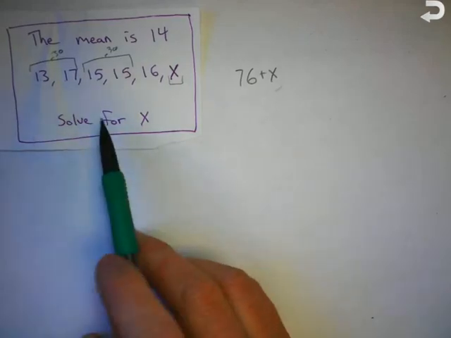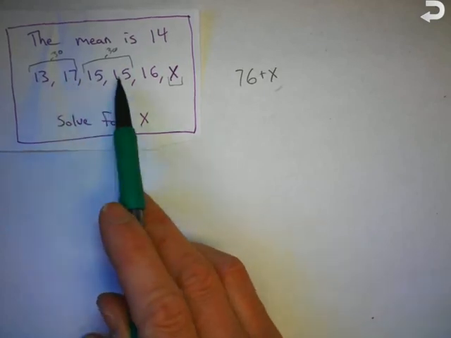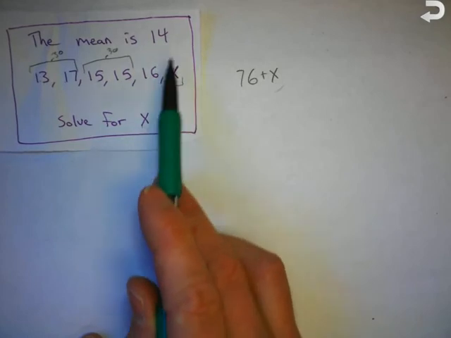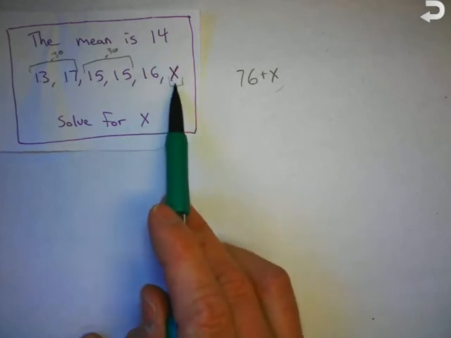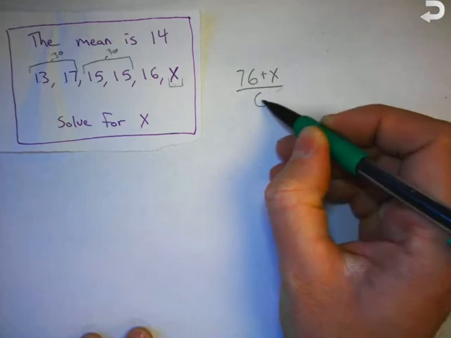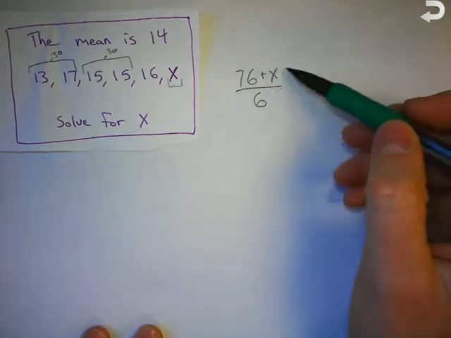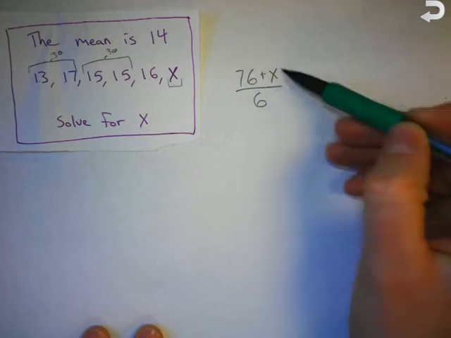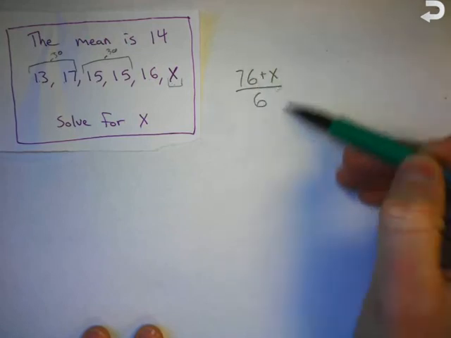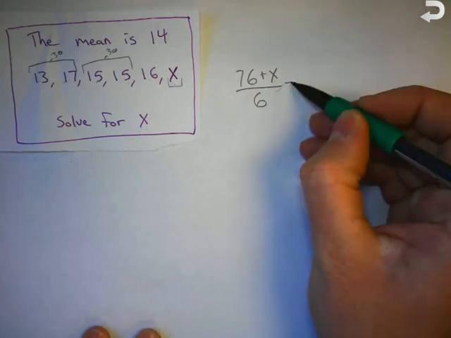Now the second step in finding a mean is you divide by the total number of numbers. So we have 1, 2, 3, 4, 5, and this x counts as a number. We just don't know what it is yet. So this will be our sixth number. I'm going to take our total here and divide it by 6. What I've just done is basically found the mean. We've added all the numbers together, even this x, and we've divided by the total numbers.